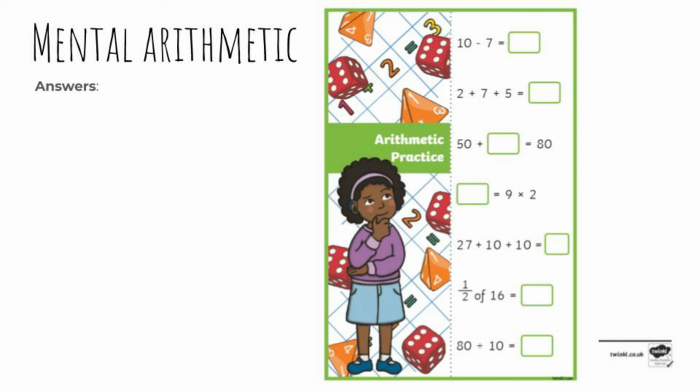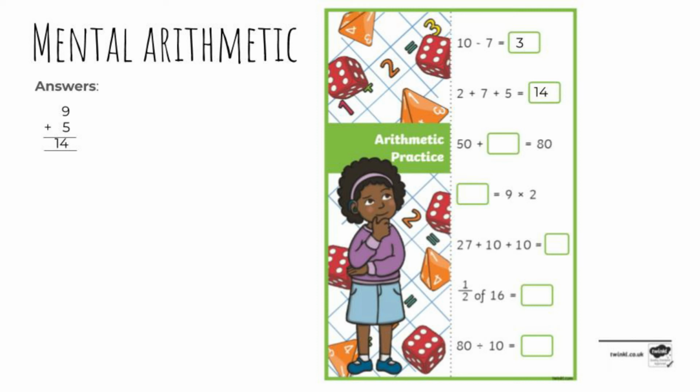Okay, so the first question is 10 minus 7 equals. We can use our fingers for this. Pop down 7 fingers. How many are left? 3. 10 minus 7 equals 3. Okay, the next question is addition. Again, we can join 2 of these numbers to make it easier. 2 plus 7 is 9. 9 plus 5 is 14.